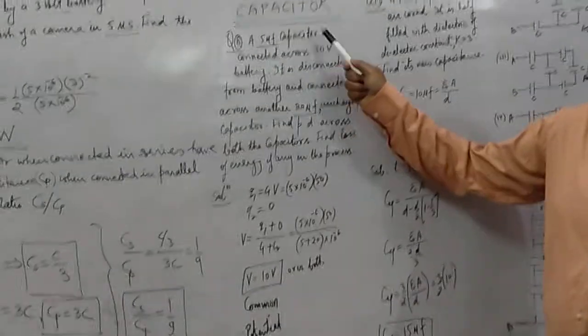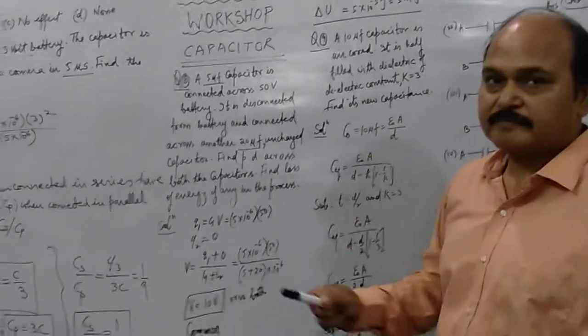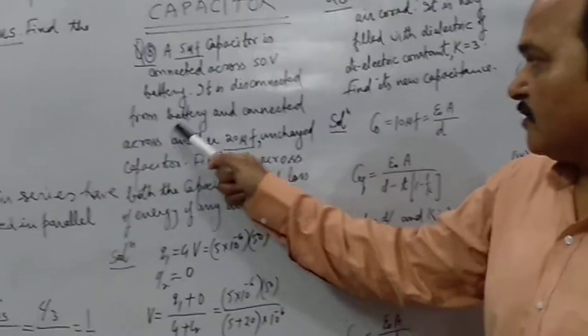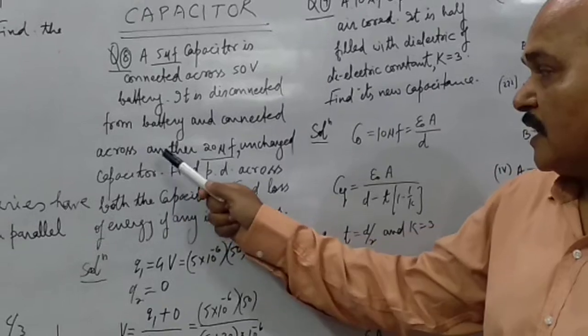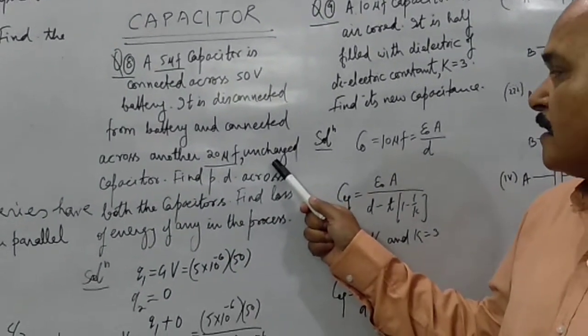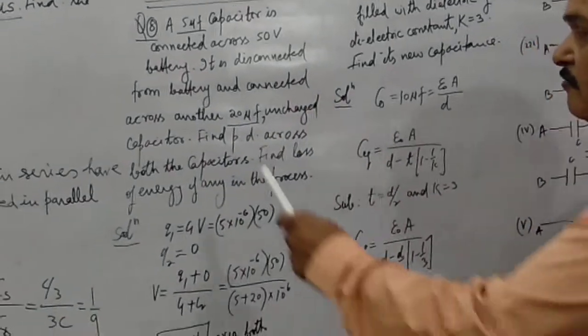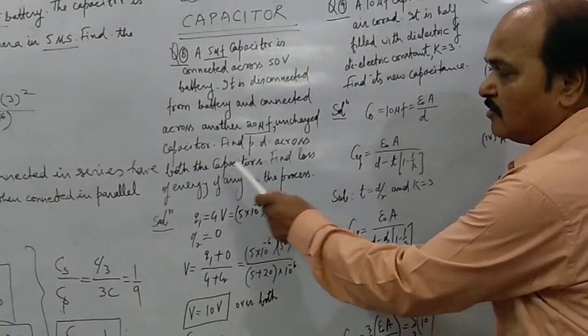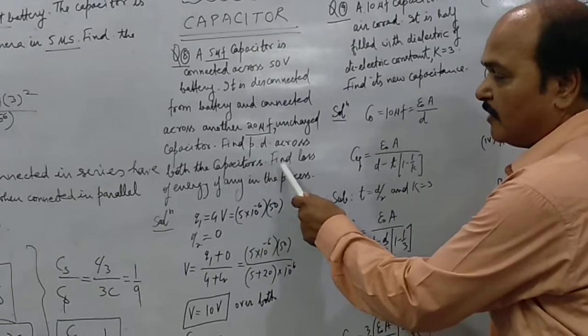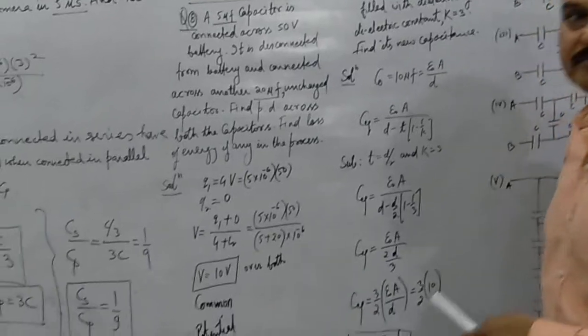Next question is, a 5 microfarad capacitor is connected across 50 volt battery. It is disconnected from the battery and connected across another 20 microfarad capacitor which is uncharged capacitor. Find the potential difference across both the capacitors. Find loss of energy, if any, in the process.